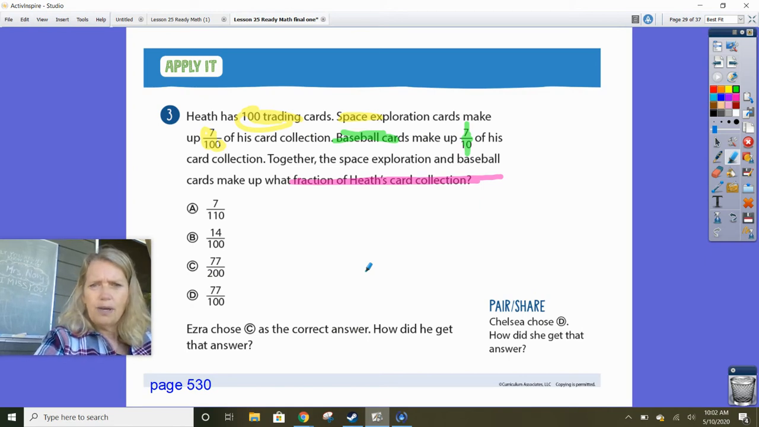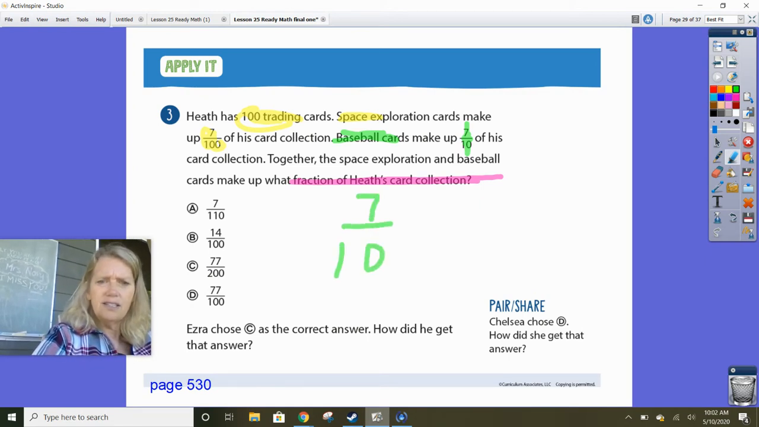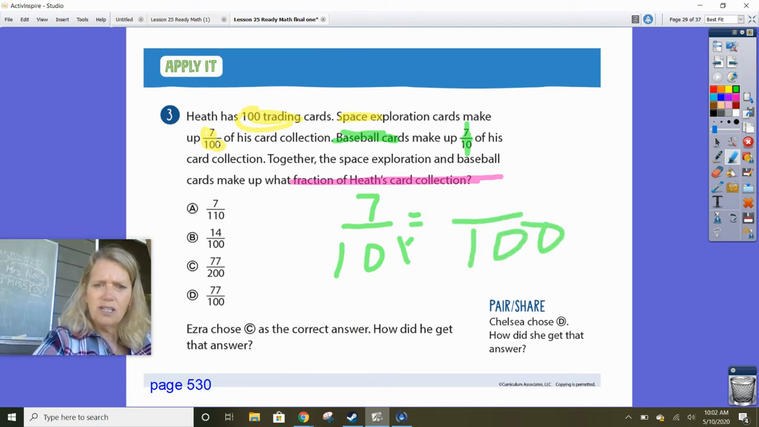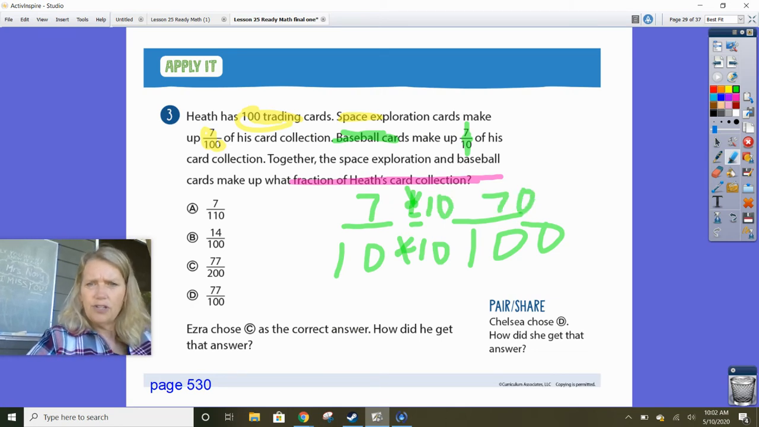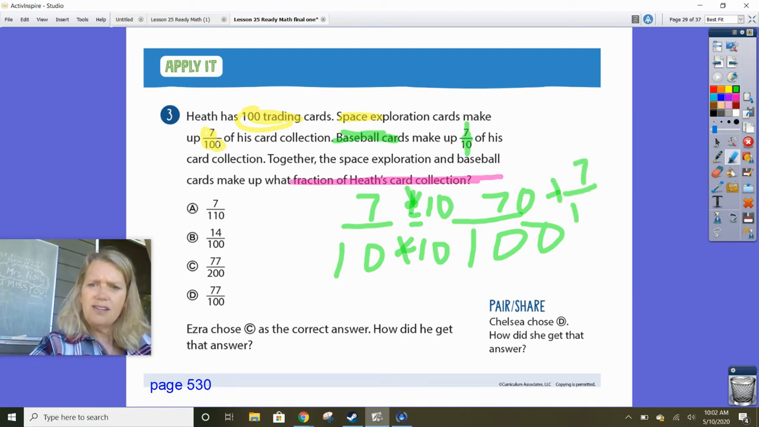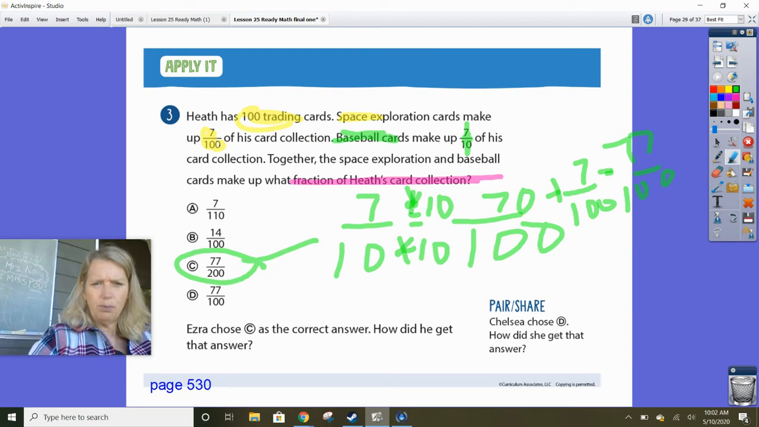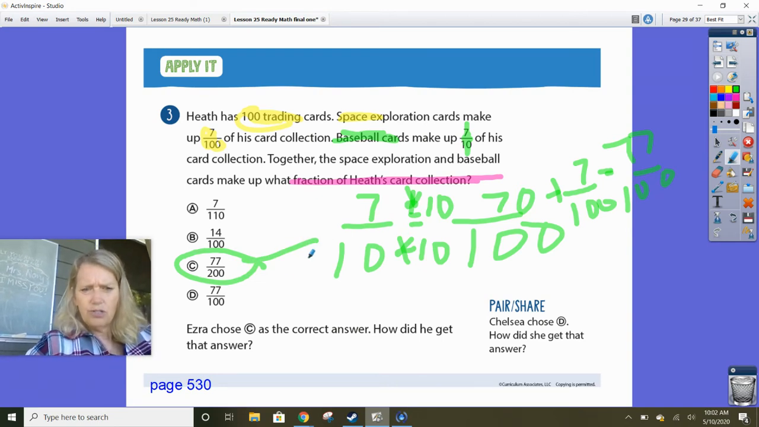Okay. So baseball is 7/10. We change that to 100ths. It's going to be times 10, times 10, which is 70/100ths. Way more than 7/100ths. So 70 plus the 7 gives the total of 77. Okay, so the correct answer is C. And there's our proof. Ezra chose C as the correct answer.